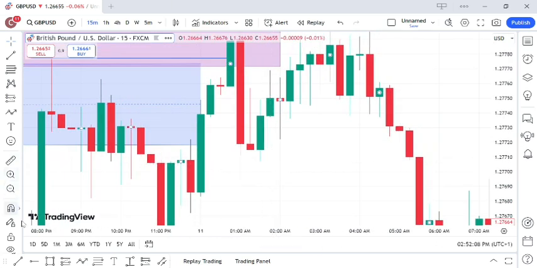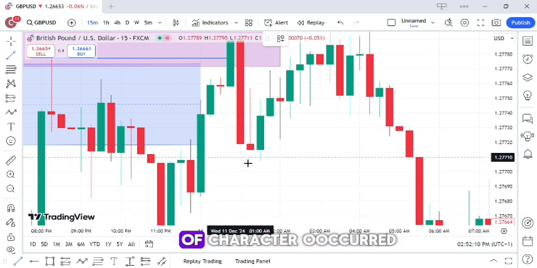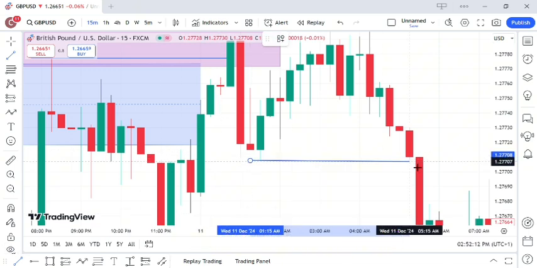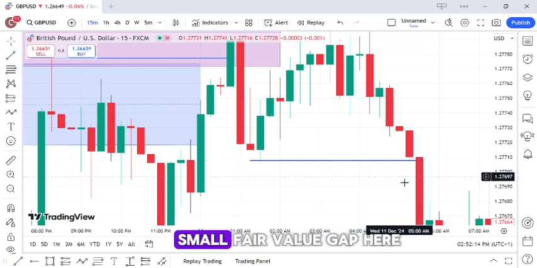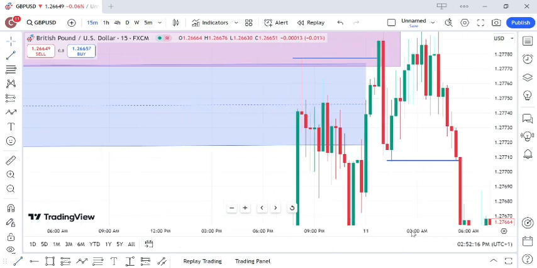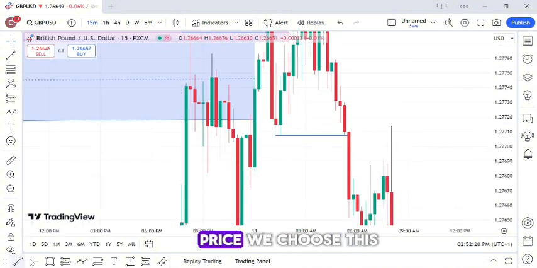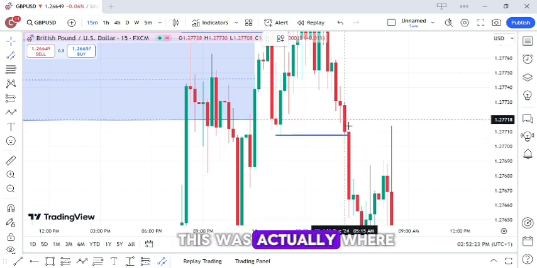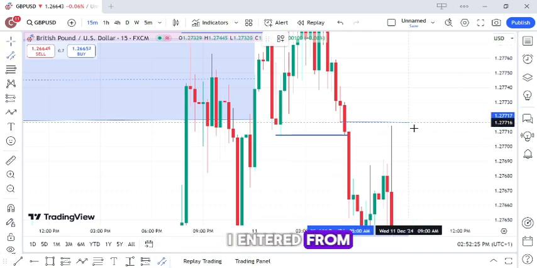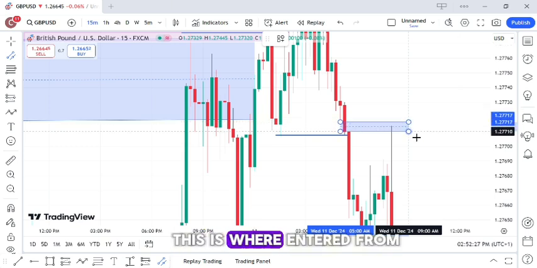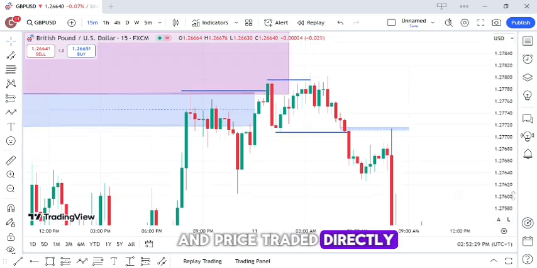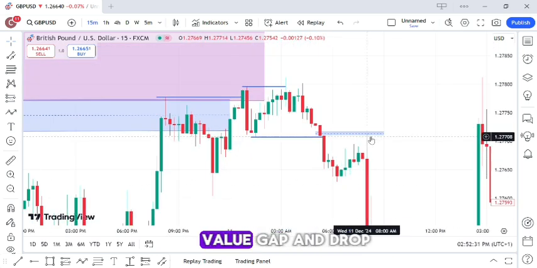So this was where the change of character occurred, and there's also a small fair value gap here. You can see, right? There's a fair value gap here. So price retraced to this fair value gap. This was actually where I entered from. And price traded directly into that fair value gap and dropped.